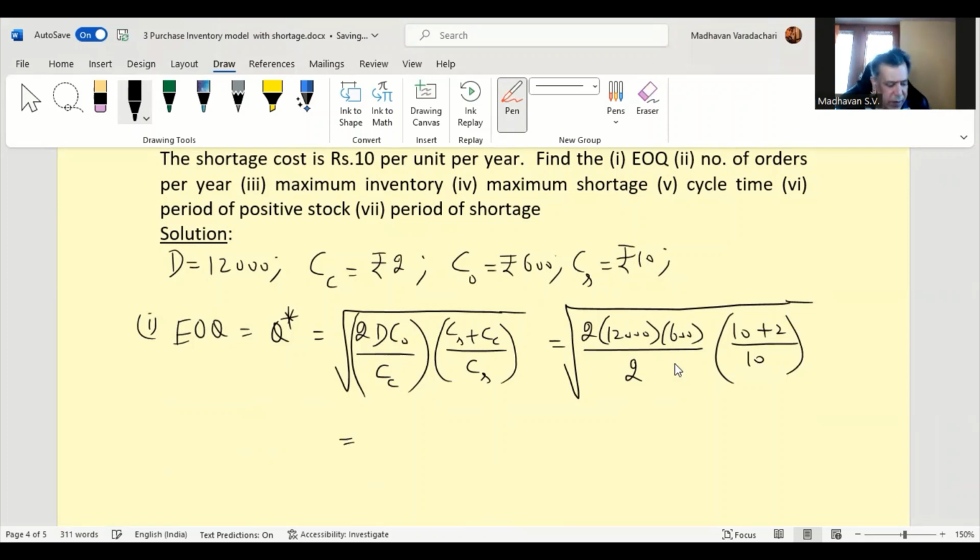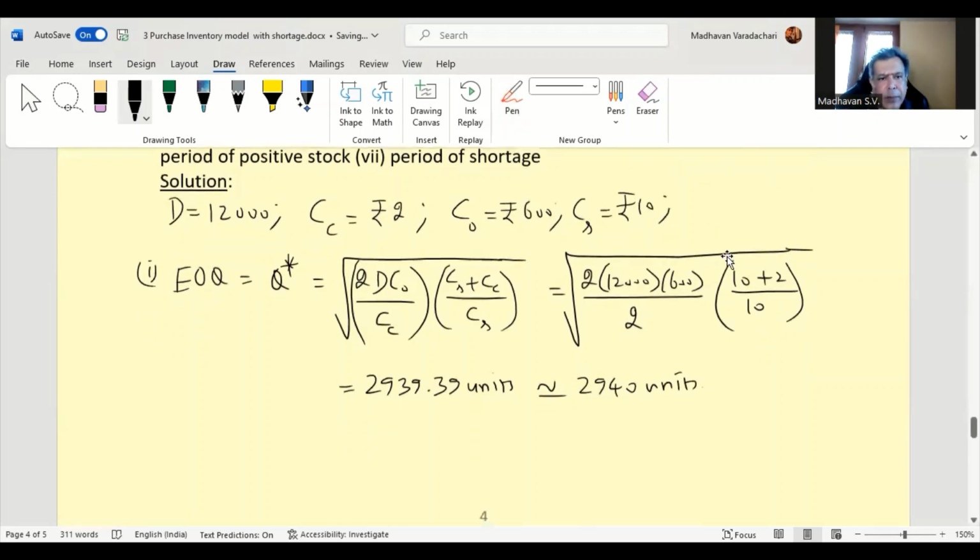Now, if we calculate all this, 2 times 12,000 into 600 divided by 2 and 12 by 10, we get 2939.39 units. Approximately, we can round it off to 2940 units.